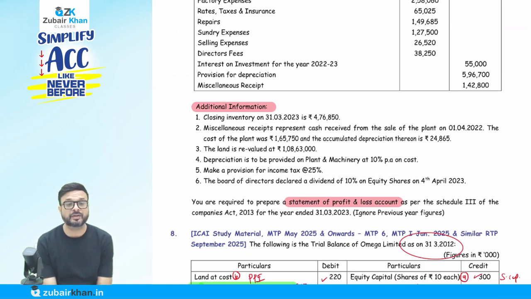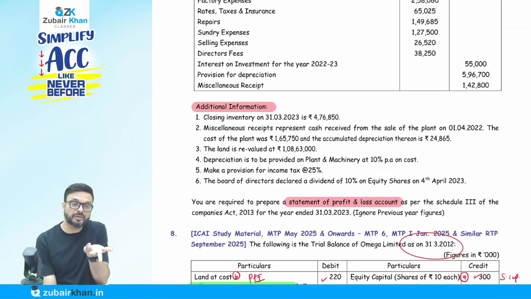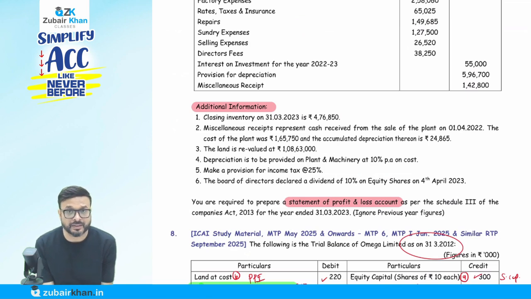What is the previous year figure? In real life, we give the figures of the current year as well as the previous year for the purpose of comparison. Obviously, we'll ignore it here. We don't have any figures of the previous year. But they ask you only to prepare the profit and loss account. But be careful when we solve the question. They have given so many items of the balance sheet also here in the trial balance. We just have to ignore those items.